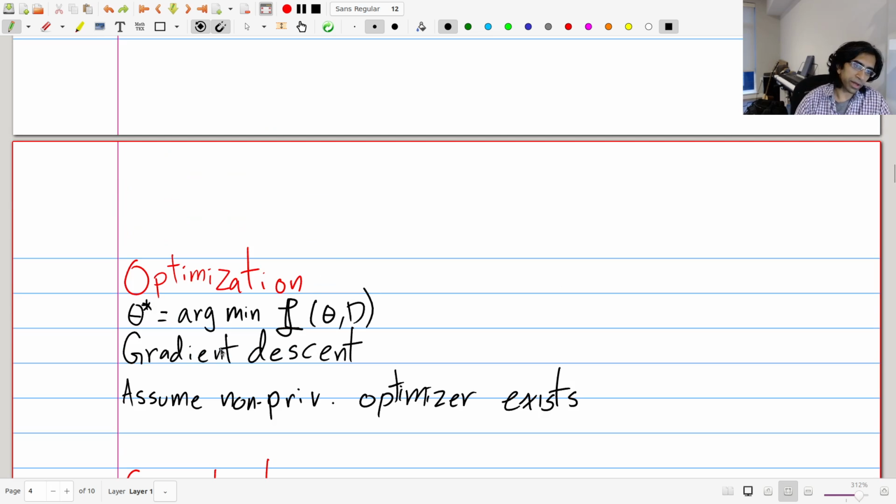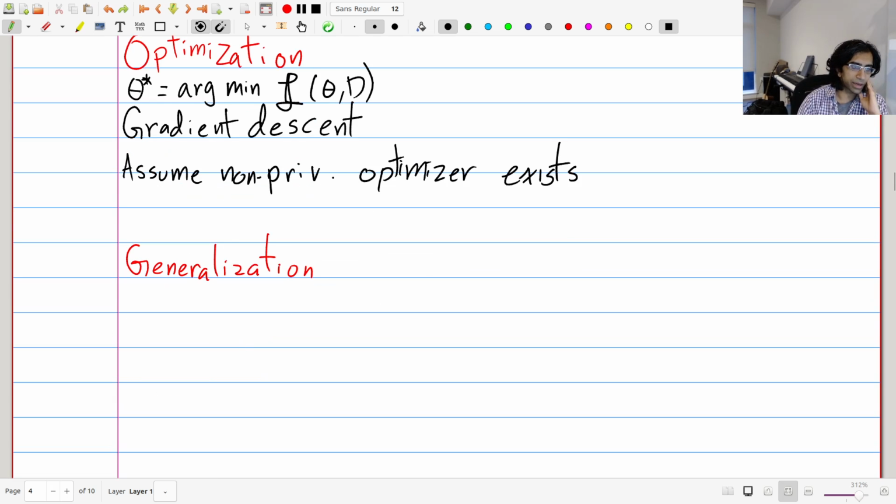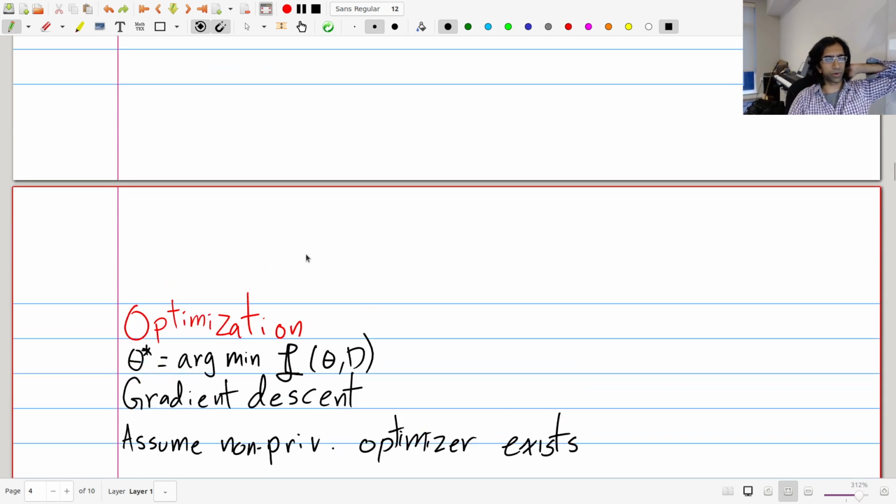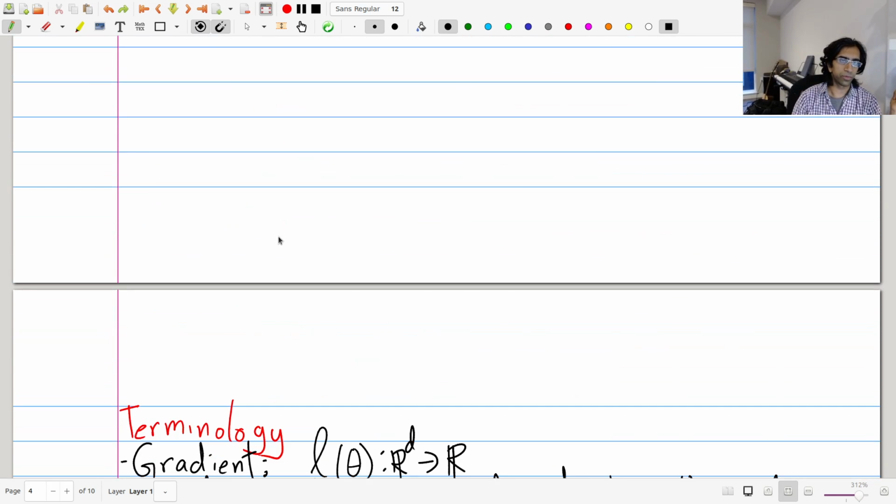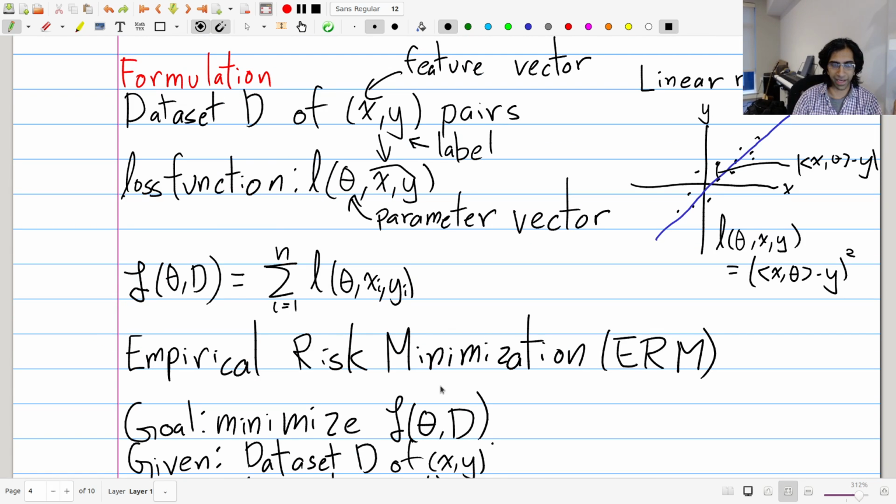Okay, what else do we want to talk about? We also want to mention generalization. So let's return to the actual problem statement that we're looking at here. The problem statement tries to do, as the name suggests, empirical risk minimization. It's very much looking at how much error we get on the data set itself, the given training set. We're looking at how much error we get on the training set and trying to minimize that.